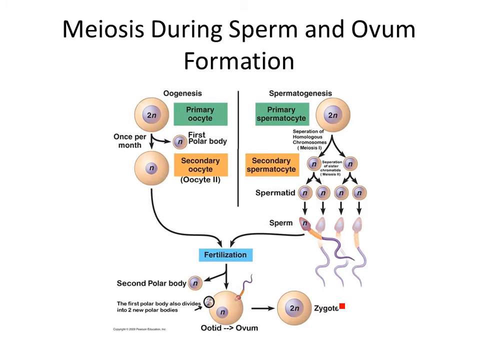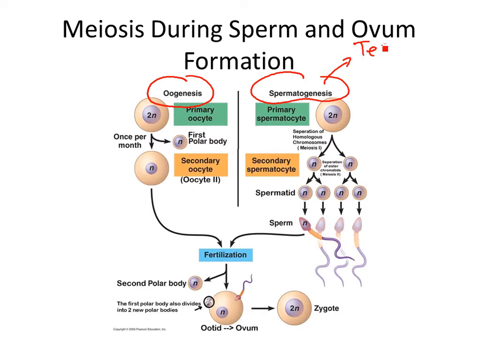Where does this occur in males and females? Now, the male process of meiosis is referred to as spermatogenesis, and the female process is referred to as oogenesis. So it's oogenesis and not oogenesis.